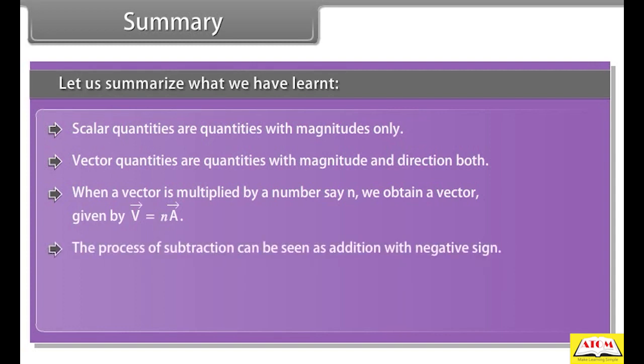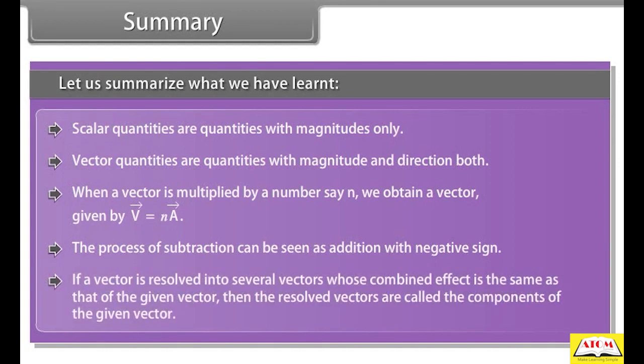The process of subtraction can be seen as addition with negative sign. If a vector is resolved into several vectors whose combined effect is same as that of the given vector, then the resolved vectors are called the components of the given vector.